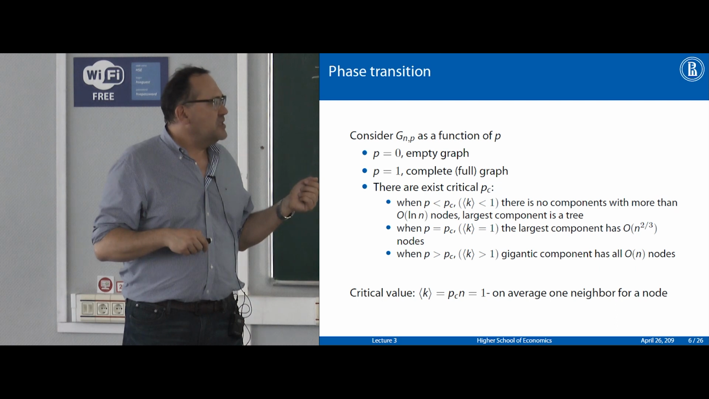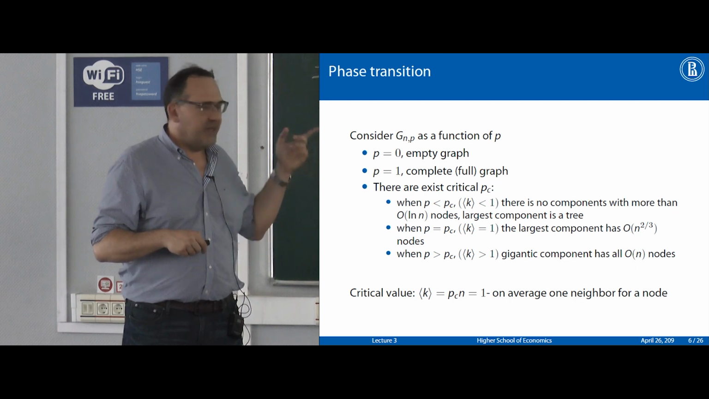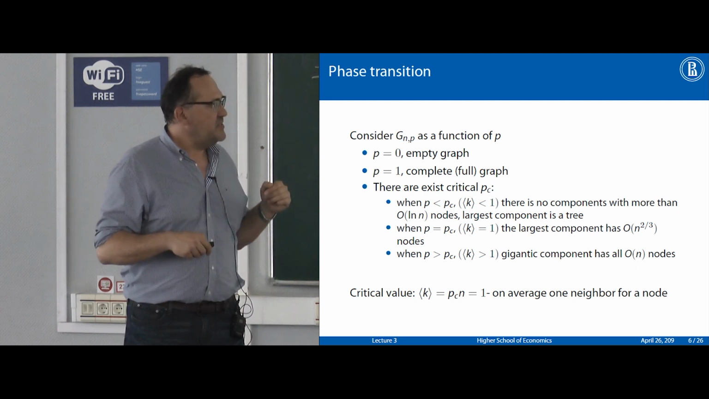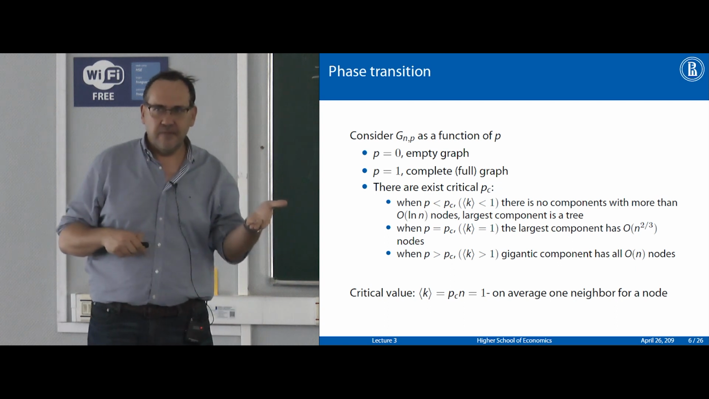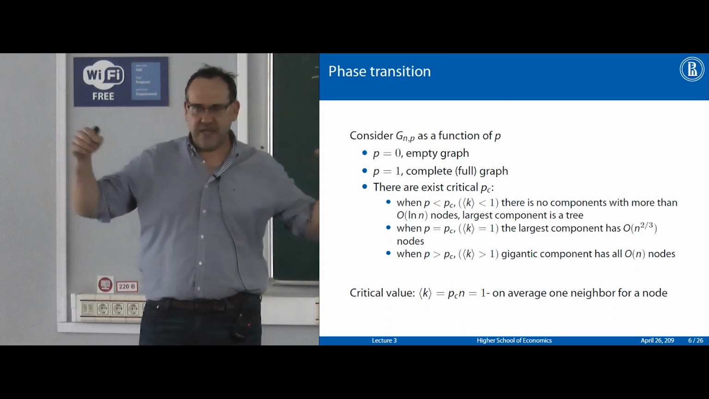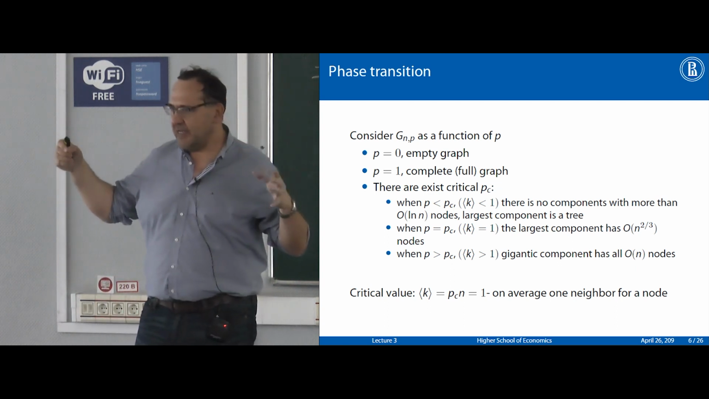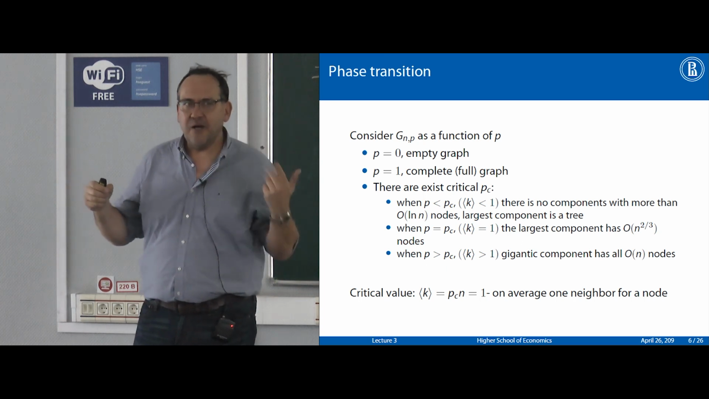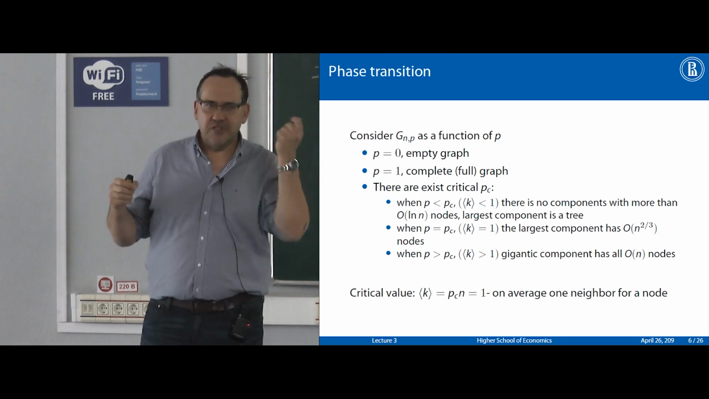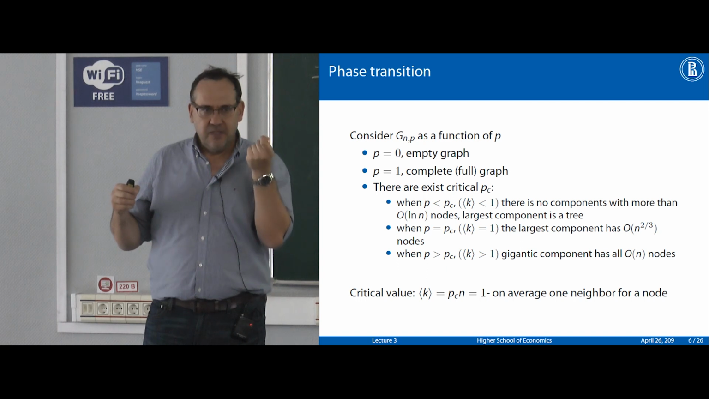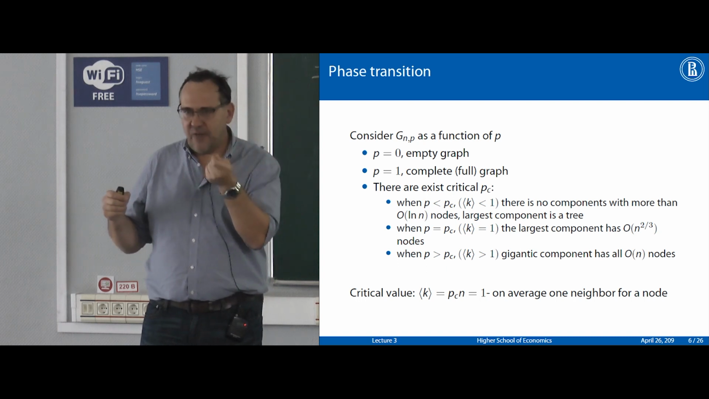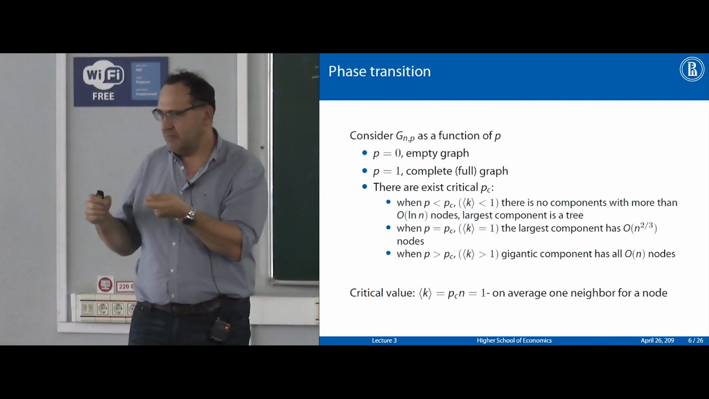Or in other words, because we started a few slides back, we showed that this P times n is the average node degree. It actually says that when average node degree exceeds 1, you start getting a very well connected graph. Now, let's think about this. Average node degree, what is this? It's on average how many friends, how many connections every person has.